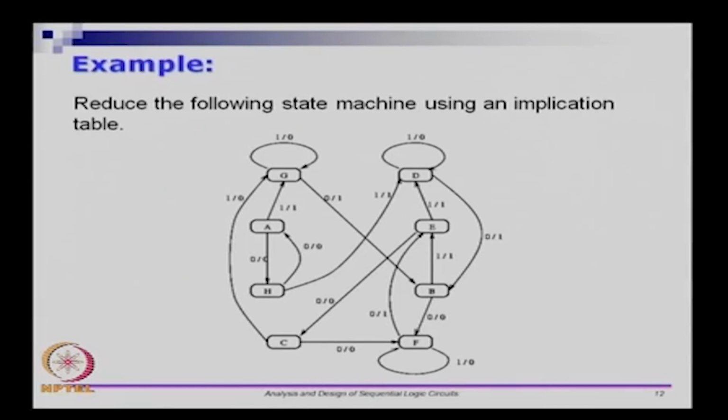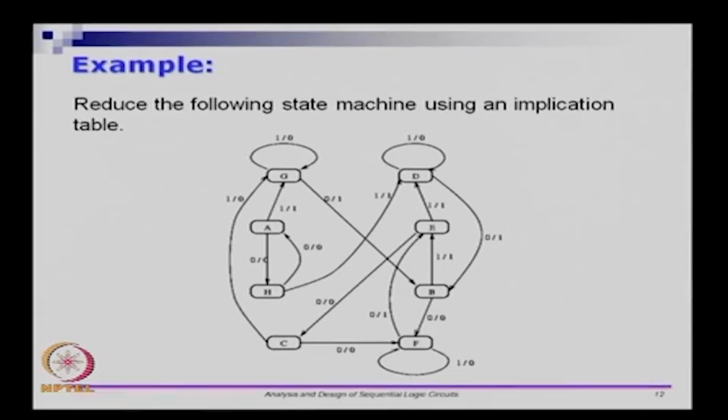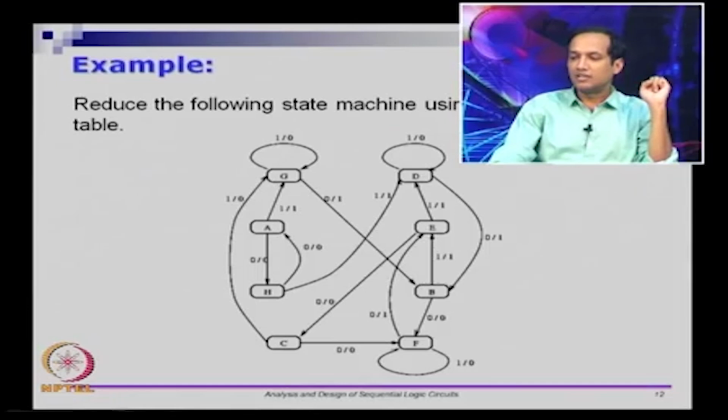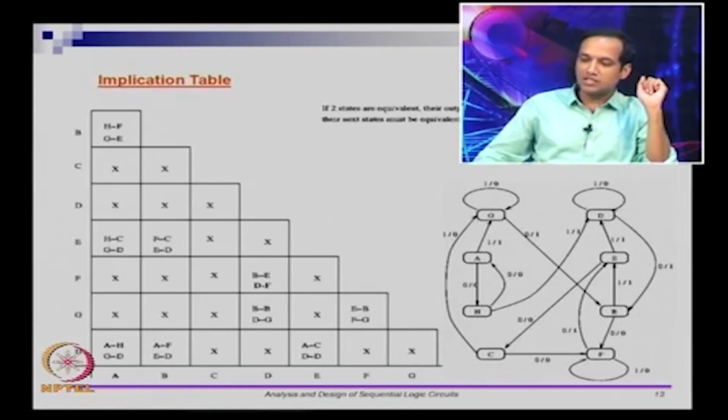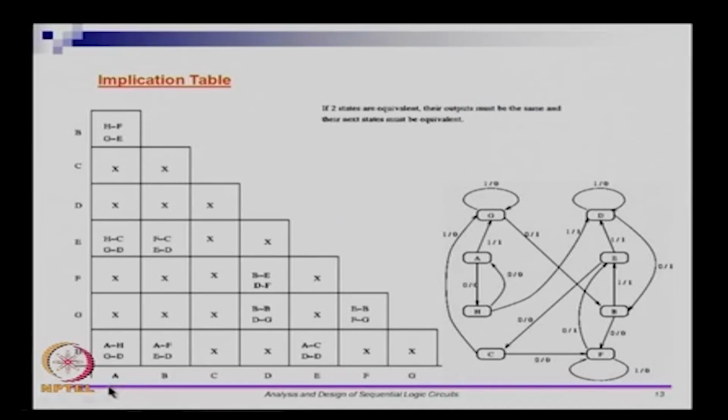Let us say this is the state machine that is given to you. So there are 4 plus 4, 8 states that are there. The states are numbered from A to H, and there are several transitions that are given. So I want to go and write an implication table for it. So the way the implication table works is as follows. So what you do in the x axis is you put the states.